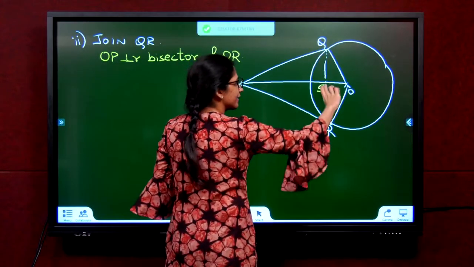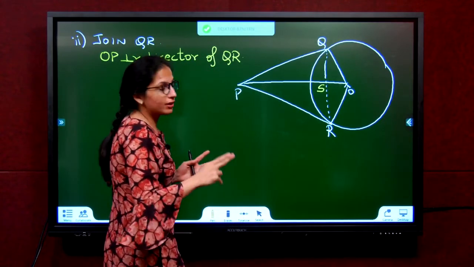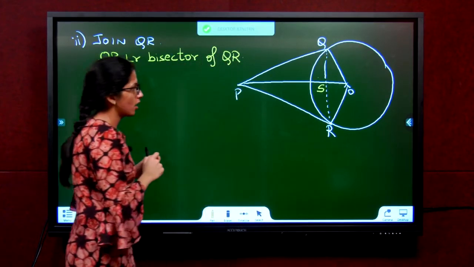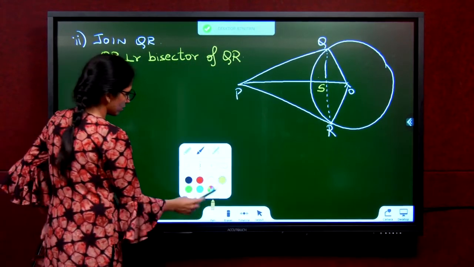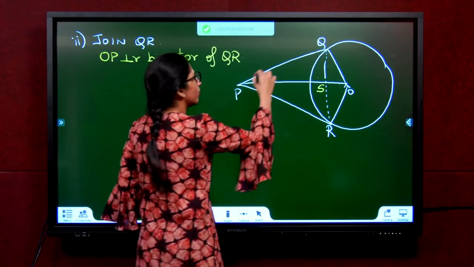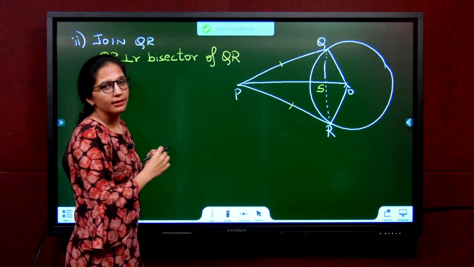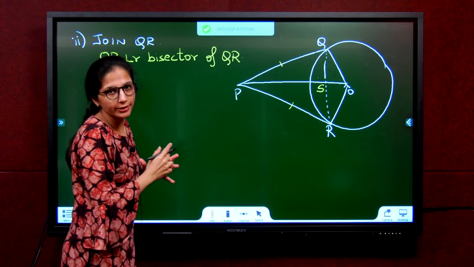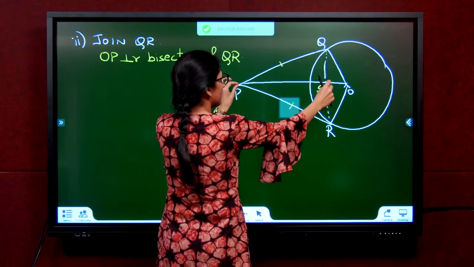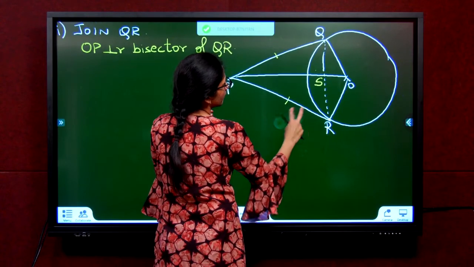So now, we have to prove OP is the perpendicular bisector of QR. That means QS is equal to SR, point number 1, because it's bisected. Point number 2, it's perpendicular. This angle should be 90, 90. Agreed? Okay. So now, what do we know about this already? We know PQ is equal to PR. Why? Length of a tangent from an external point is equal. In this triangle, we know PS is equal to PS. Why? Common.